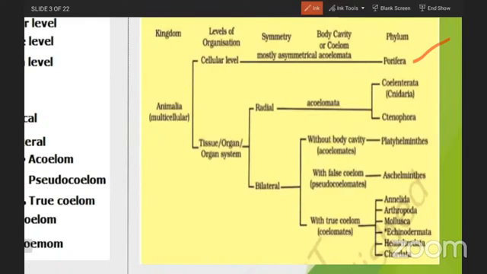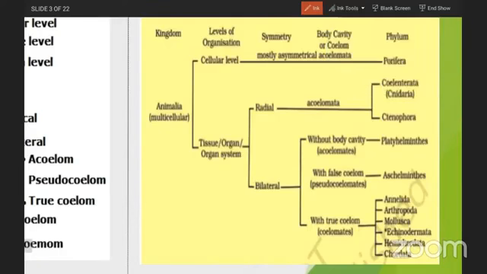Now coming to tissue or organ system. Tissue level is in the case of coelenterata, and organ level in platyhelminthes, and organ system level from nematodes onwards to the higher chordates. All these are the points we discussed yesterday.